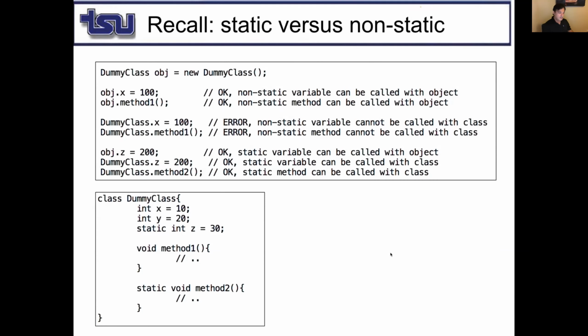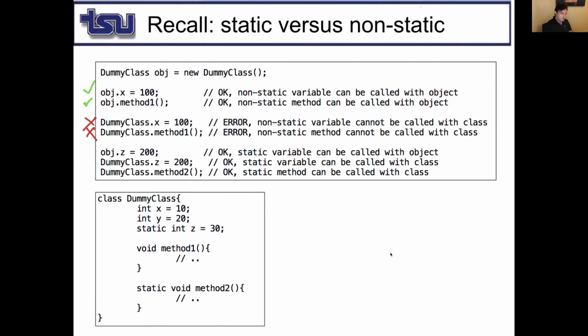So I'm going to come here. I have obj.x. Well, you tell me X is non-static. I'm referring with object name. So this is perfectly okay. Method 1 is non-static. I'm referring with object name. That's perfectly okay. X is non-static. I cannot refer with class name, right? Non-static cannot be referred with class name. Similarly, method 1 is non-static. So I cannot refer with class name.